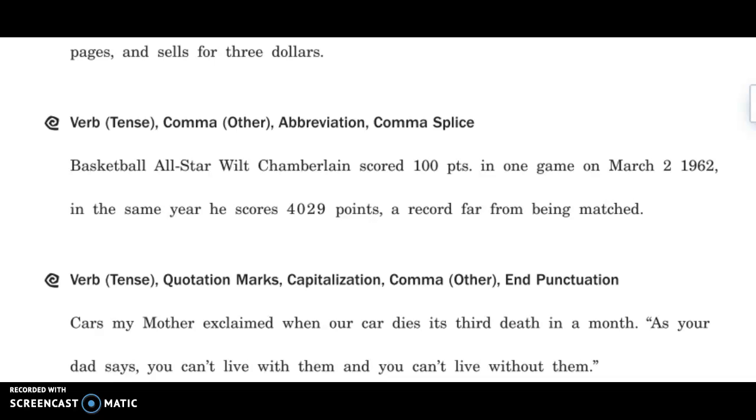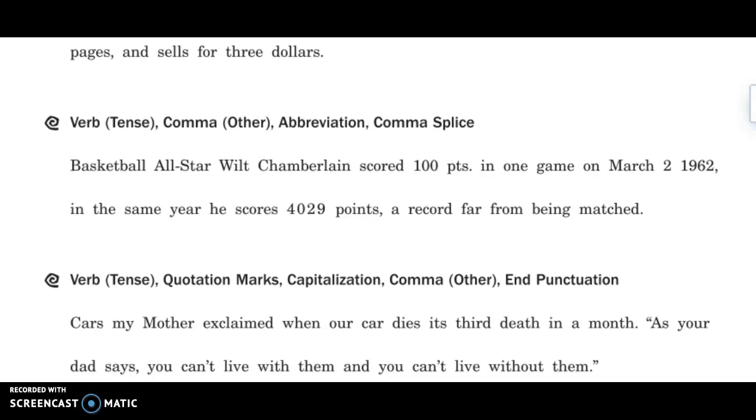All right, let's correct sentence 3 and 4 together today. Sentence 3 says, basketball all-star Wilt Chamberlain scored 100 points in one game on March 2nd, 1962. In the same year, he scores 4,029 points, a record far from being matched.